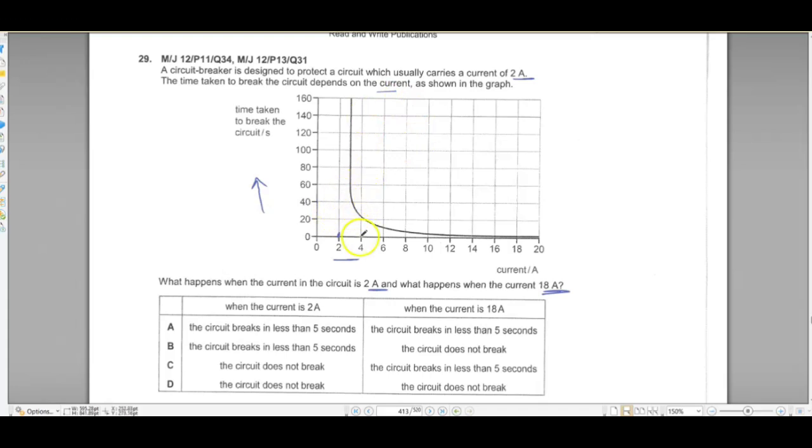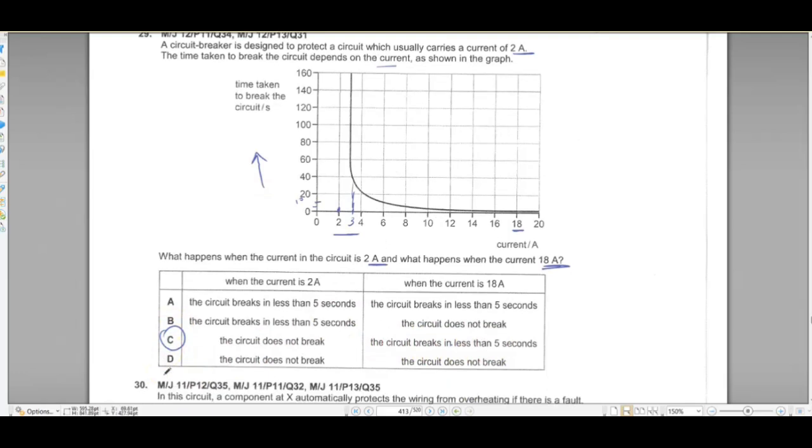So nothing has happened. When it reaches 4 amperes, it starts to work. Okay? No, even before 4 ampere it has started to work. Around 3 ampere it started to work, and it takes quite some time to work. And for 2 ampere the circuit breaker does not work. And if the current is 18 amperes, it takes, I think, less than even 5 seconds to work. Okay, so the circuit breaks in less than 5 seconds. So C is the correct option over here.